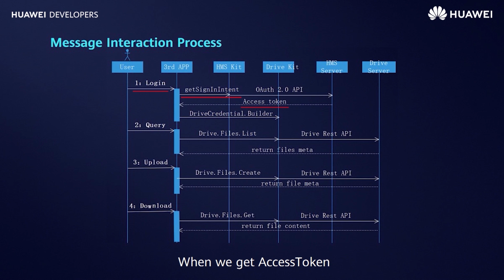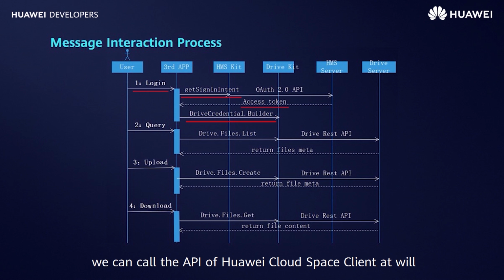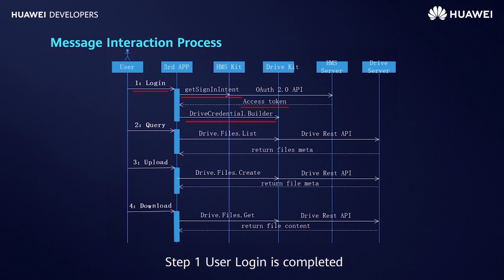When we get the access token, we get the key to open cloud space. We save the access token via Drive Credential Builder. After that, we can call the API of the Huawei Cloud Space client at will. Step 1, user login, is completed. And then let's proceed to Step 2. Access Huawei Cloud Space server data via the drive file list of the Huawei Cloud Space client.